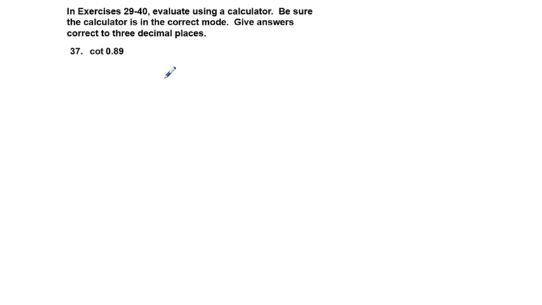Next on our problem, 37, we have the cotangent of 0.89. Well, 0.89 what? We don't see a degree here. And owing to the number, we're going to make an assumption that we're talking about 0.89 radians. Sometimes you have real small numbers like this. It's going to be radians, and you don't see specifically a degree marked here, so we're going to assume radians. So we're going to convert this radian measure.